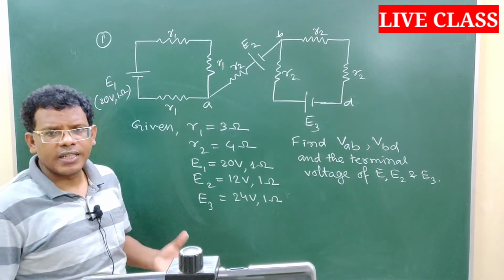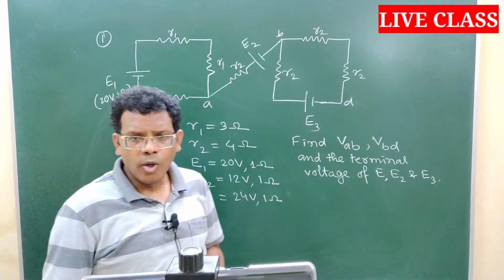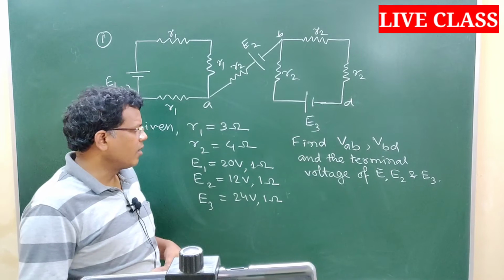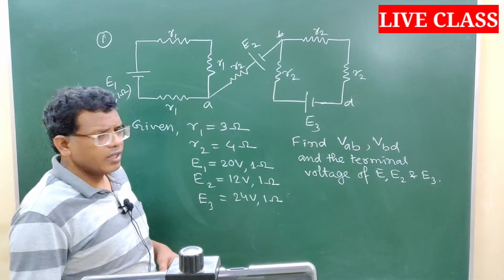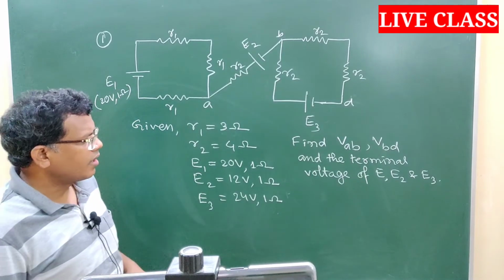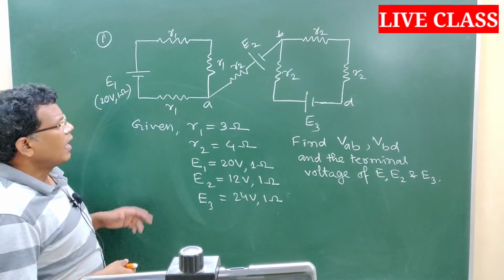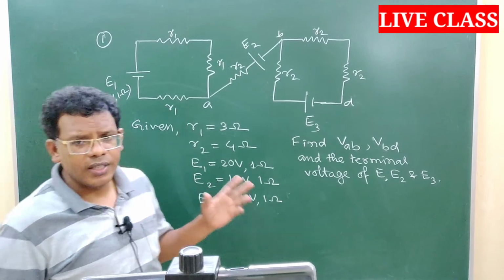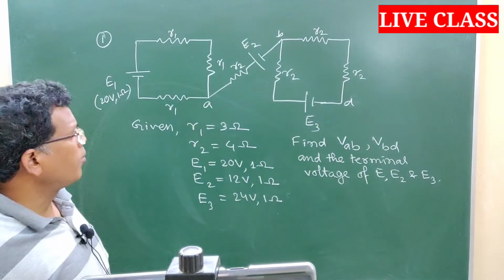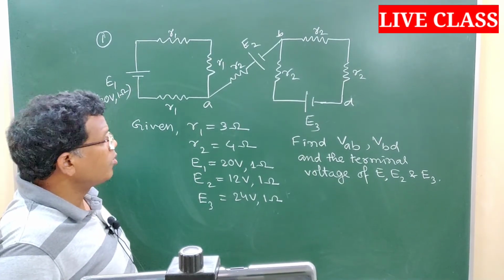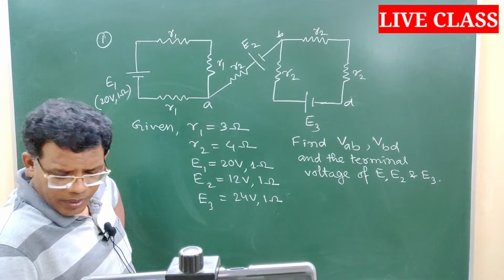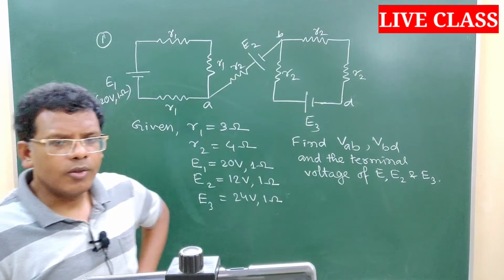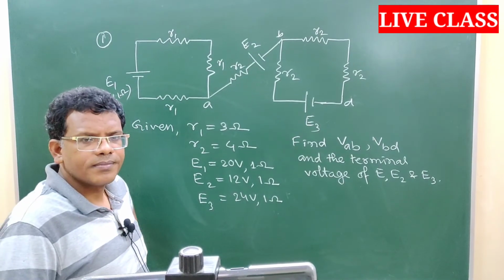All three are having their EMF as well as the internal resistance. So we have to get the terminal voltage, and all external resistance values are given. So now we have to find the potential difference from A to B and that from B to D. So let's find. Try this one and tell me what the answer will be.